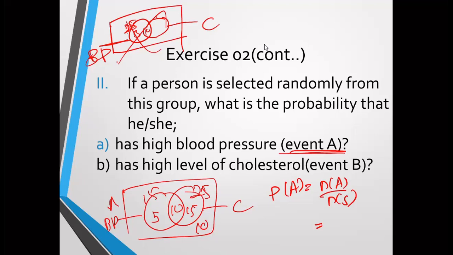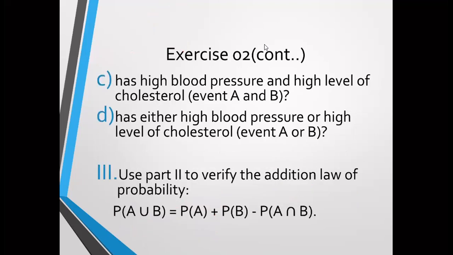So what is the probability that he or she has high blood pressure? Out of 40, do not write 30, right? Out of 40, we need to consider all the people.